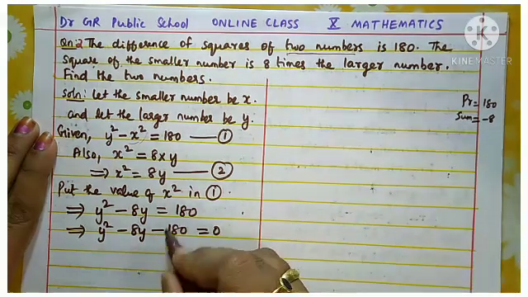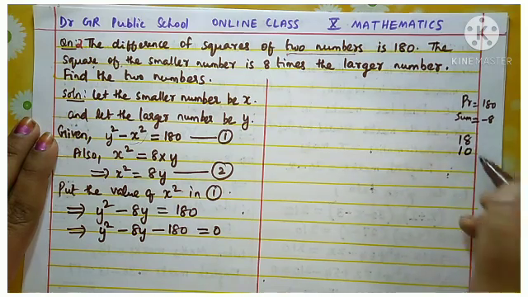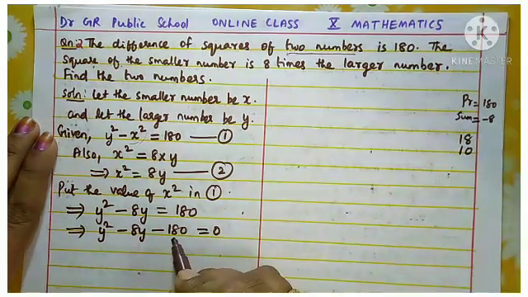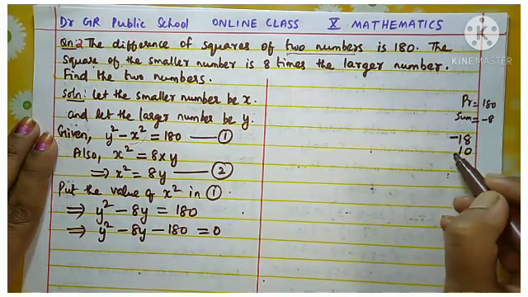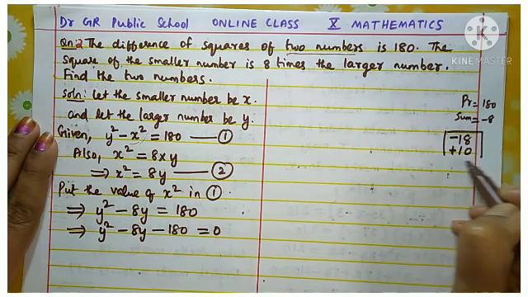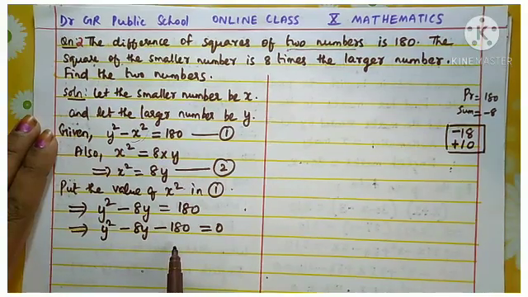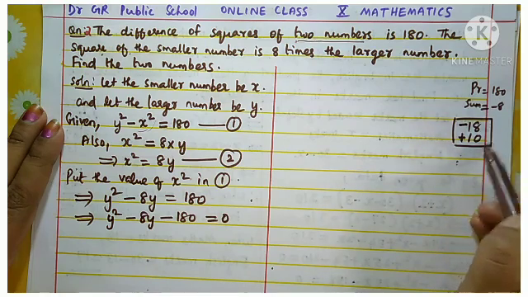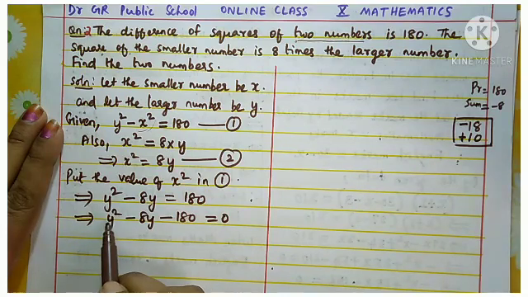So if you take 180, we can take 18 and 10. Okay, 18 and 10 it is possible. So the product is minus 180 and the sum is also minus 8, so if minus 18 and plus 10 are the numbers, then you can easily split the middle term. Understand? So that is the idea. Here the two numbers are minus 18 and plus 10. I hope you understood.